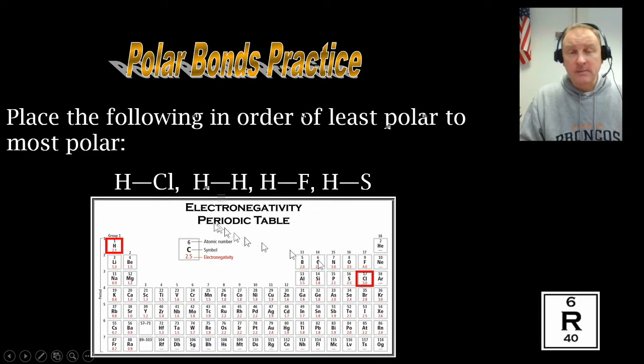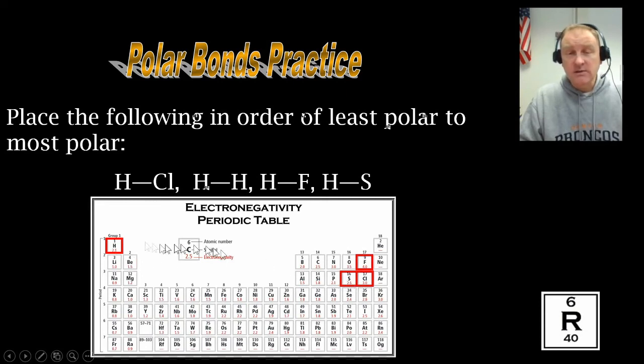So let's see, what would be hydrogen to hydrogen? That would be completely nonpolar because there's no difference in electronegativity. Hydrogen to fluorine, so fluorine's a little more electronegative than chlorine. And then we have hydrogen to sulfur. So if we're going to put these in order, the least polar would be hydrogen to hydrogen because there would be no difference in electronegativity. Now the other ones are going to be polar covalent bonds. So this would be a nonpolar covalent bond, and the others polar covalent bonds. And so this is 2.1, this is 2.5.